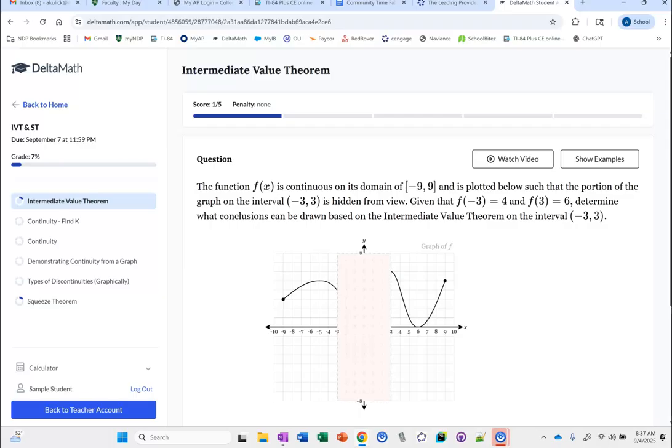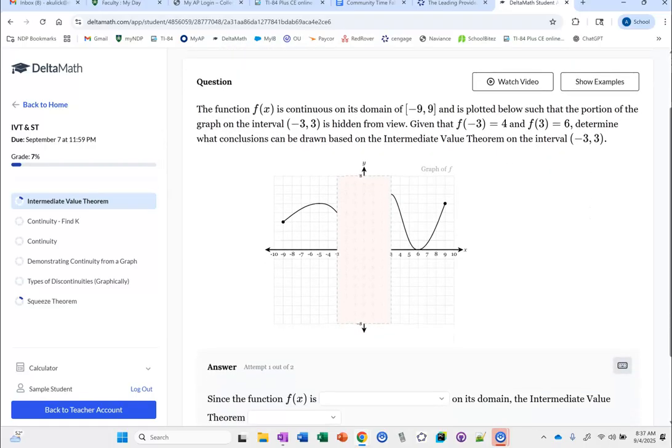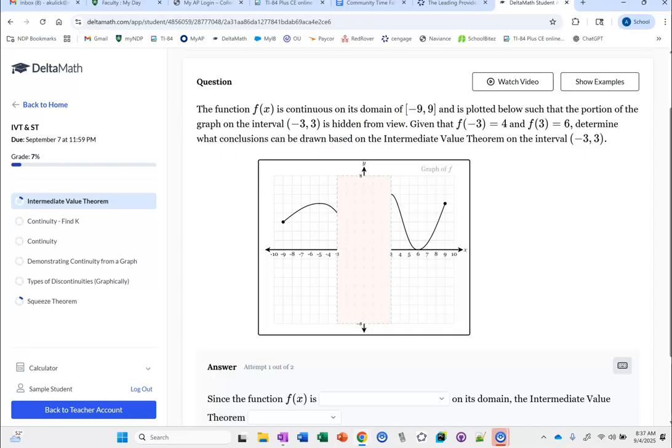Again, it says the function f of x is continuous on the domain -9 to 9 and plotted below such that the portion of the graph on the interval from -3 to 3 is hidden from view. Given that f of -3 is 4, so that's the point -3, 4, and f of 3 is 6, that's the point 3, 6, determine what conclusions can be drawn based on the intermediate value theorem on the interval from -3 to 3.